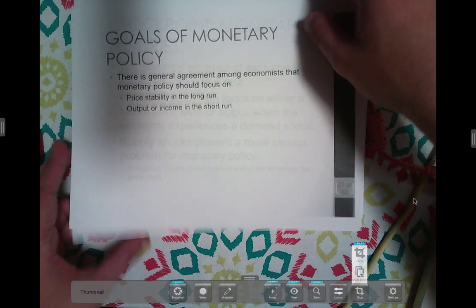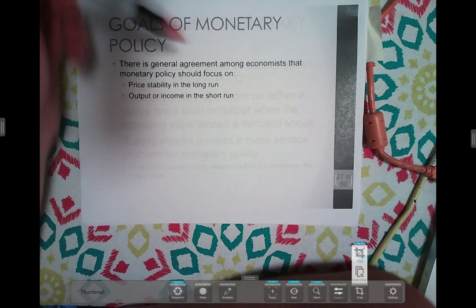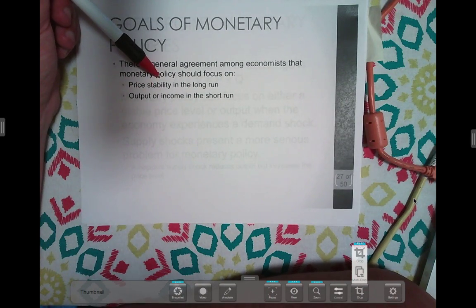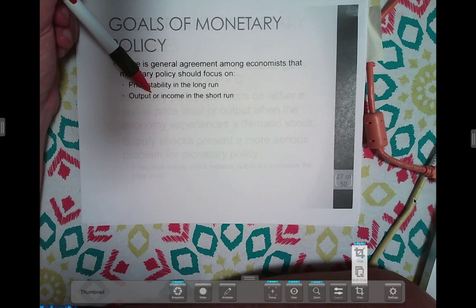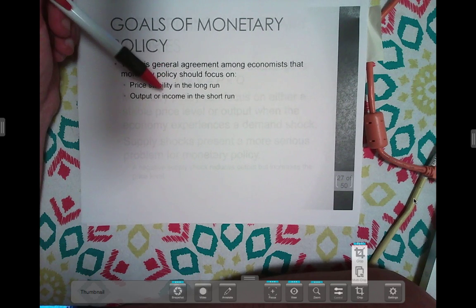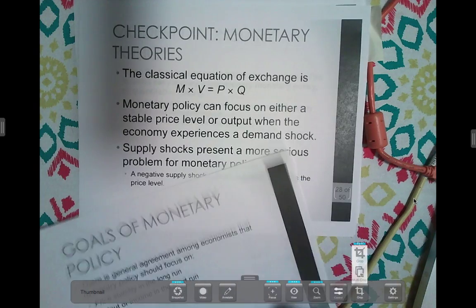The general belief of most economists is that, again, price stability is the primary important item in the long run, but that in the short run you can talk a little bit about employment levels, unemployment levels, GDP levels, but in the long run the only thing they really need to focus on is price stability.